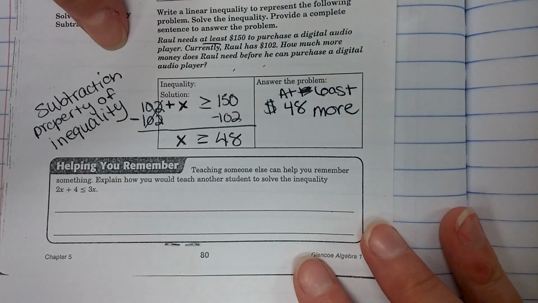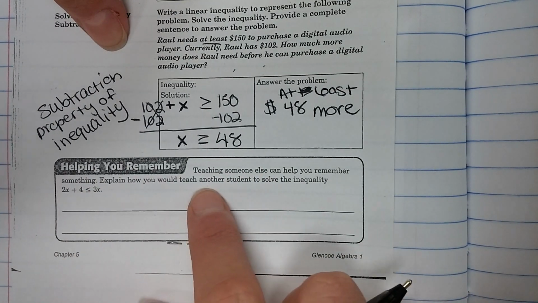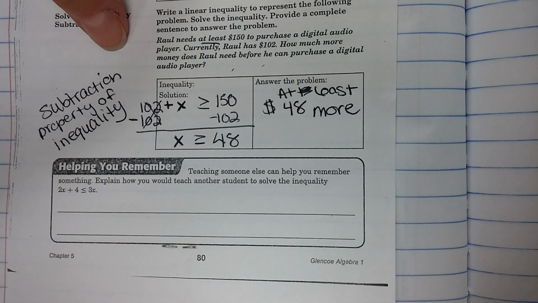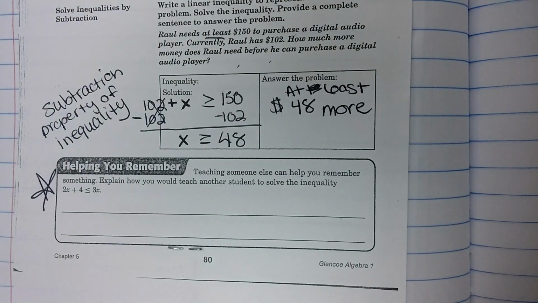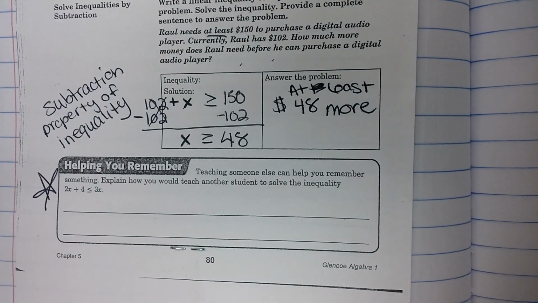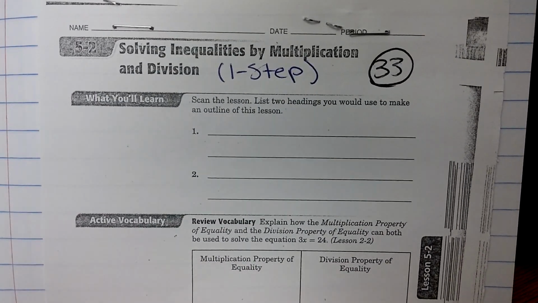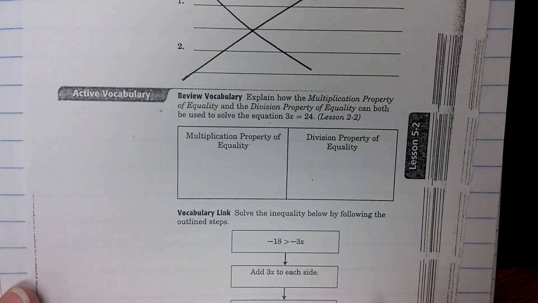Okay, moving down. Teaching someone else can help you remember something. Explain how you would teach another student to solve this inequality. 2x plus 4 equals 3x. We're actually going to come back to that in a different lesson because it's not a one-step inequality. So we will come back to that. Okay, a little bit more. I think this is the last little part about one-step stuff. Skipping the scanning the lesson here. All right, here we go.